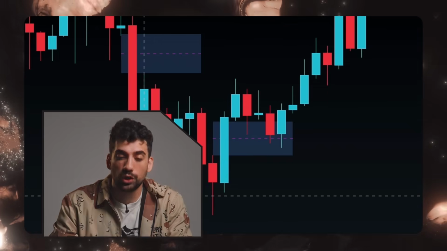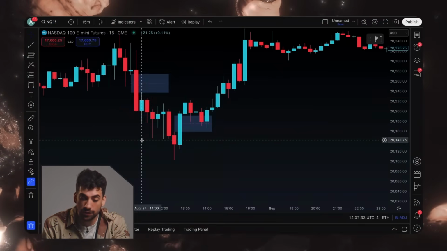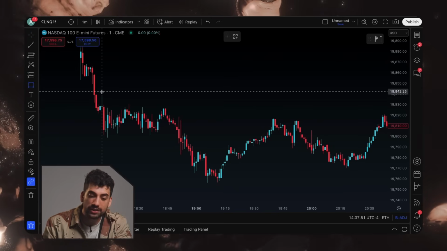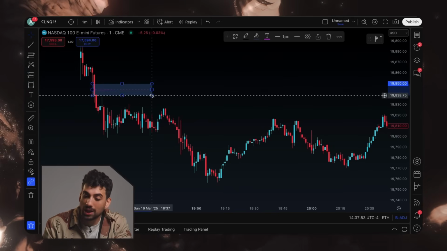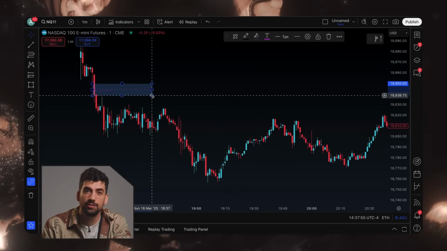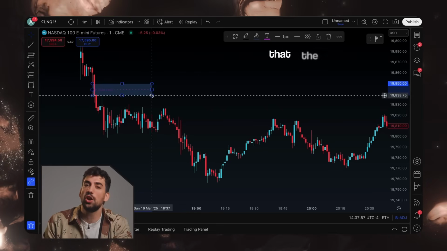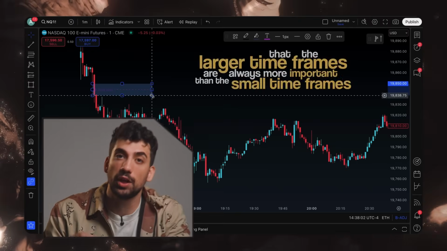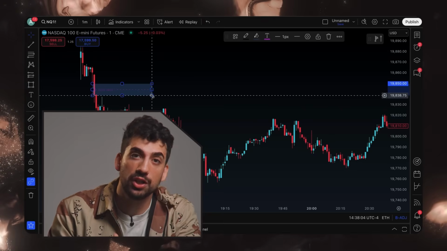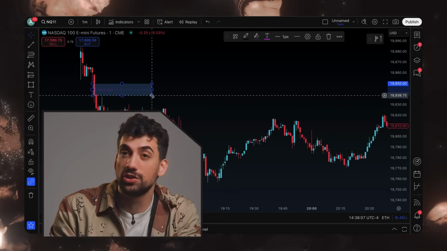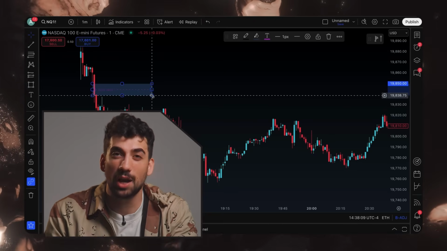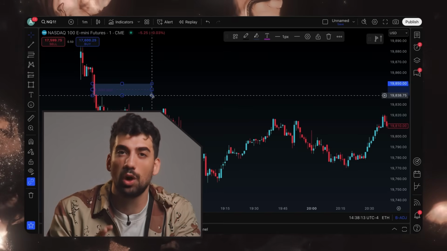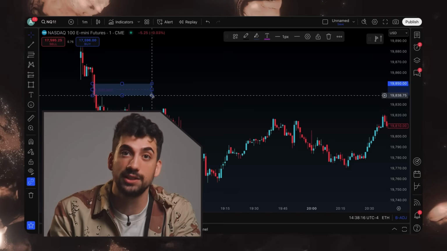Now fair value gaps work on all time frames. Here we have some 15-minute fair value gaps. But if we jump down to the 1 minute, we notice that we start seeing fair value gaps as well. And this is true for all time frames. But we have to understand that the larger time frames are always more important than the smaller time frames. So keep in mind, if you're trading a bearish 1 hour fair value gap versus a 5-minute bullish fair value gap, the 1 hour should be more powerful and should be accounted for more while you're in the trade, for whatever the plan is that you might be taking.